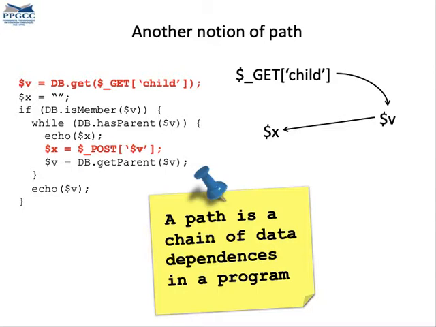For instance, in this program we have that variable v uses the contents of array get. Thus there is a path from get to v, and x is defined by an operation that uses v, so there is a path from v to x. These are called data dependencies.